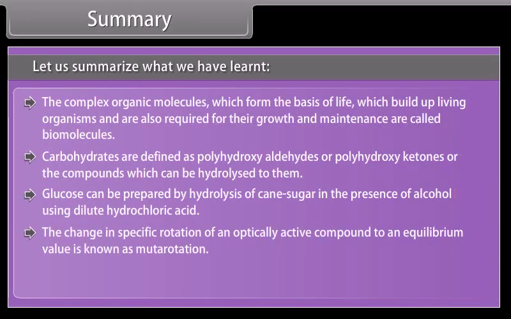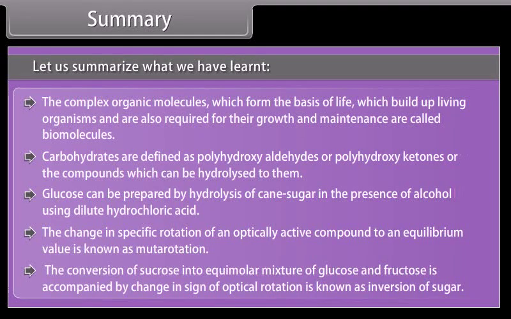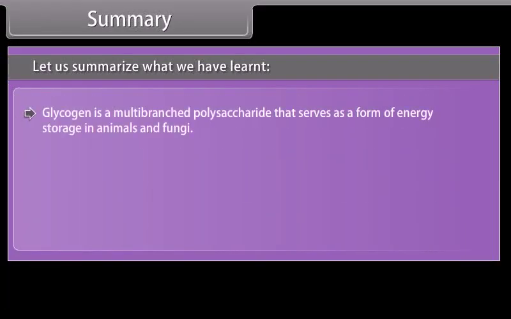The change in specific rotation of an optically active compound to an equilibrium value is known as mutarotation. The conversion of sucrose into equimolar mixture of glucose and fructose is accompanied by change in sign of optical rotation, is known as inversion of sugar. Glycogen is a multi-branched polysaccharide that serves as a form of energy storage in animals and fungi.